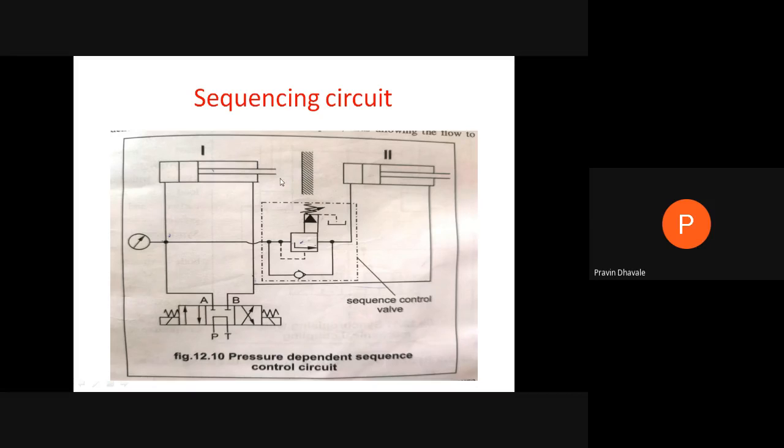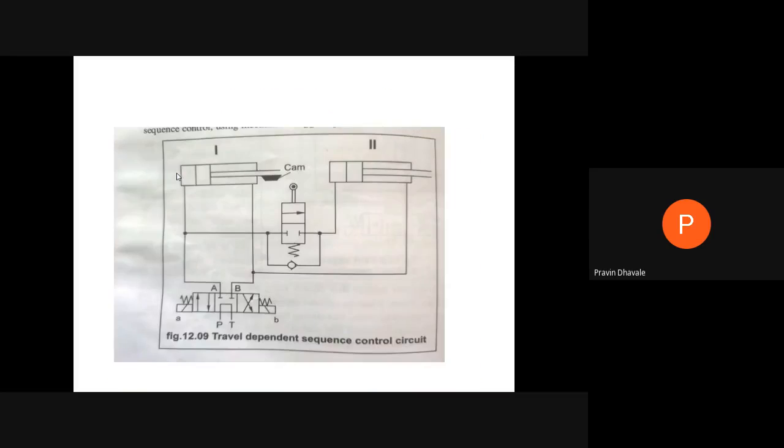So by sensing the back pressure only, the pressure generated after completion of the first operation, by sensing that pressure only, the second operation is to be initiated. So this circuit is called as a pressure dependent sequence control circuit. And the second type, that is the travel dependent.